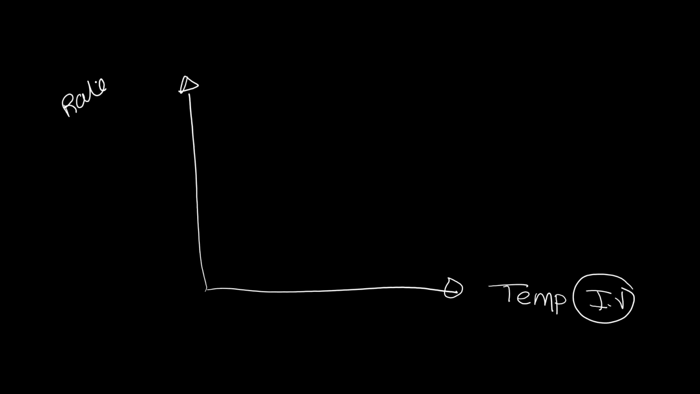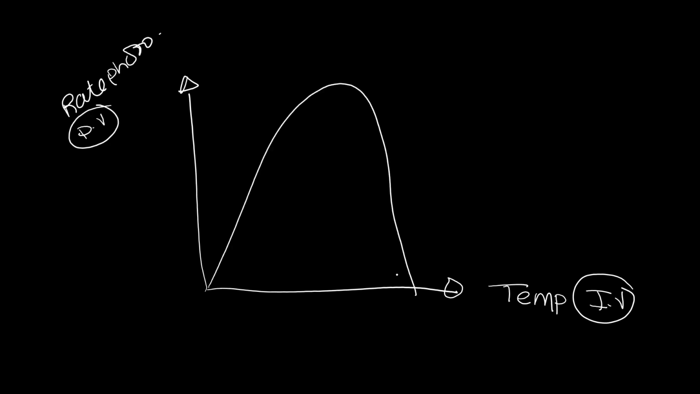My temperature will be on the x-axis. Why? Because this is the value that I am changing. This is my independent variable. And my rate of photosynthesis will be on the y-axis, because these are my results. This is my dependent variable. And I'm going to get a graph. It looks like this. The graph shows me that at a particular temperature, let's say at 40 degrees Celsius, the rate of photosynthesis was maximum.